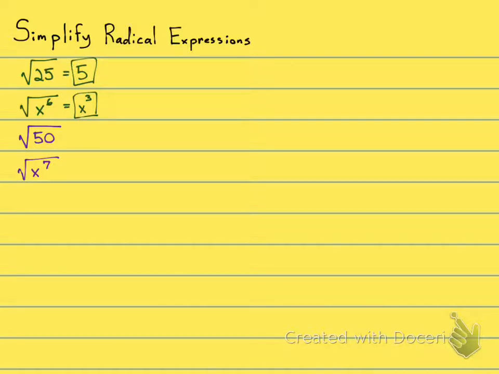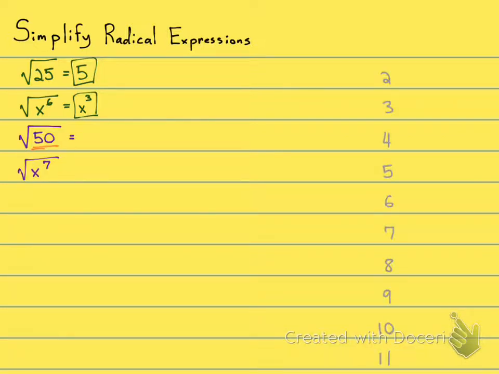I don't know the square root of 50. It's not a perfect square. I know the square root of 36. I know the square root of 49. I know the square root of 64. I don't know the square root of 50. But one of those perfect squares goes into 50. So at this point, you want to have a list of your perfect squares in your notebook.